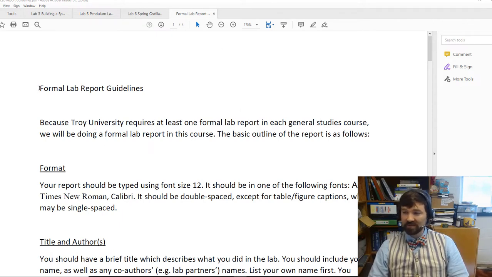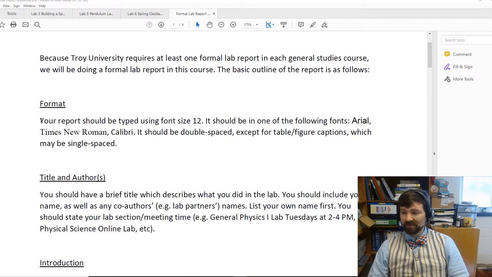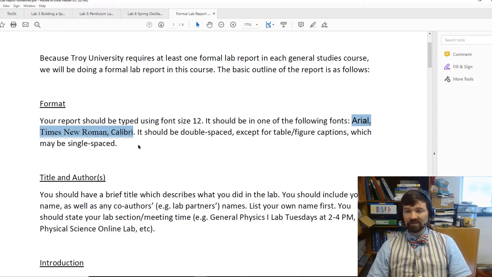It tells you when you're writing this lab up, I want your lab report to be typed up in font size 12 using one of these three fonts: Arial, Times New Roman, or Calibri. I want it to be double spaced except for captions around figures and tables, which can be single spaced.